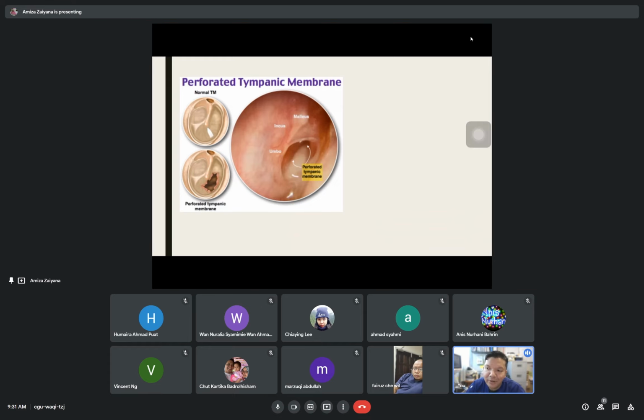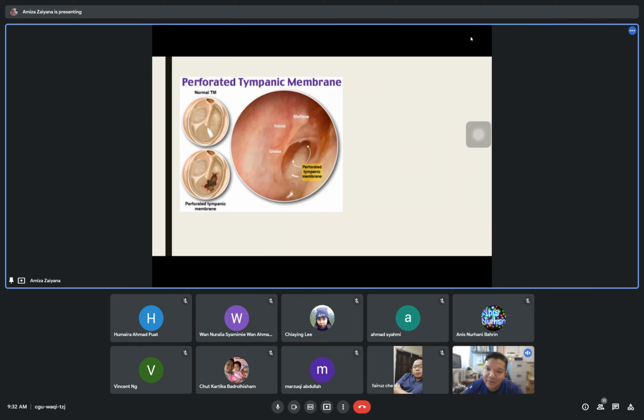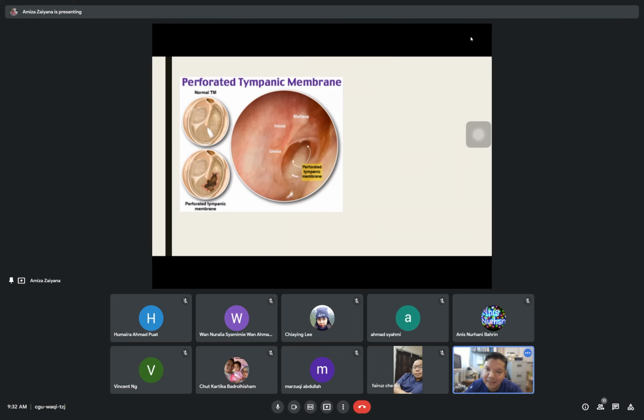So for a patient like this, your advice would be not to submerge the ear in the water. When bathing, don't let water enter the ear. Okay. You don't need to start any antibiotics unless there are already signs of infection. For a simple perforation because of trauma, usually we will not start antibiotics.